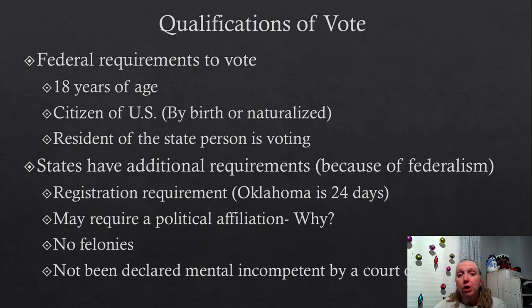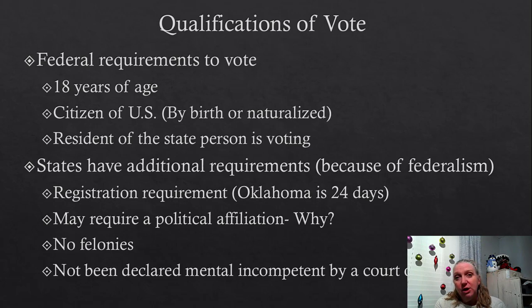All right, so qualifications to vote. Federal requirements to vote: what does the federal government, either through the Constitution, amendments, or law, establish? It's really the Constitution and amendments that establish this. You have to be at least 18 years of age. States can deny a person under the age of 18 the right to vote, but they can actually allow a person under 18 to vote if the state so allows.